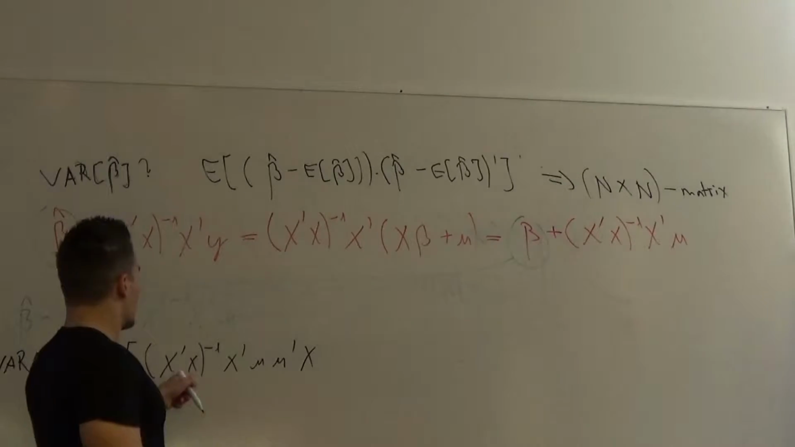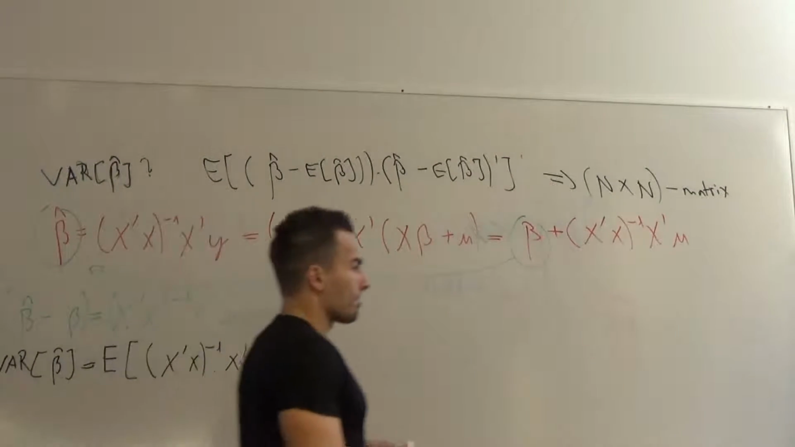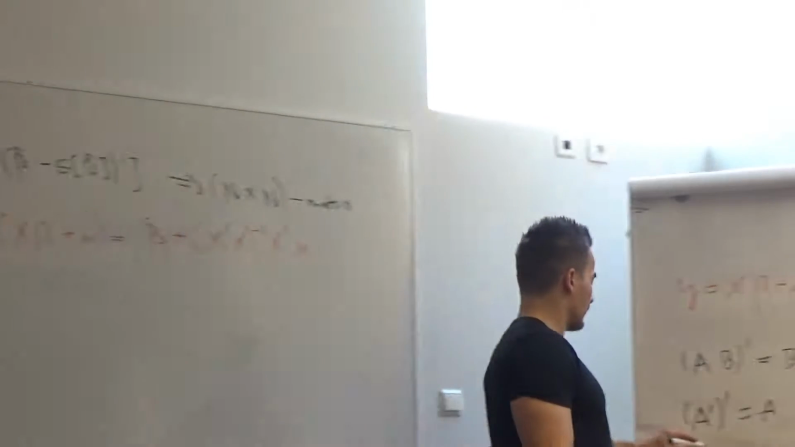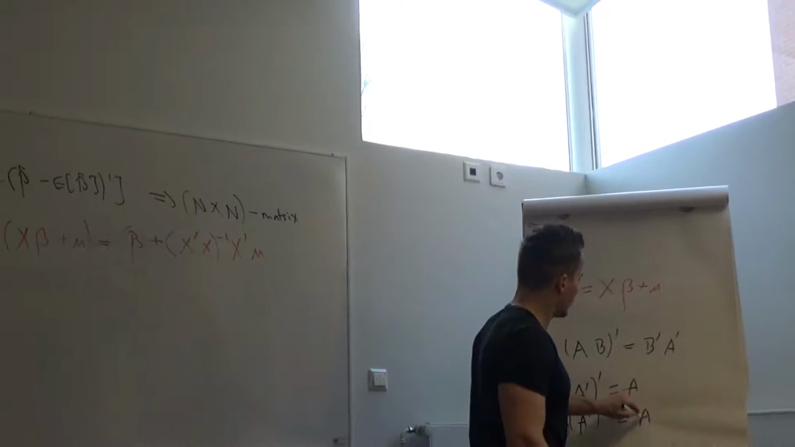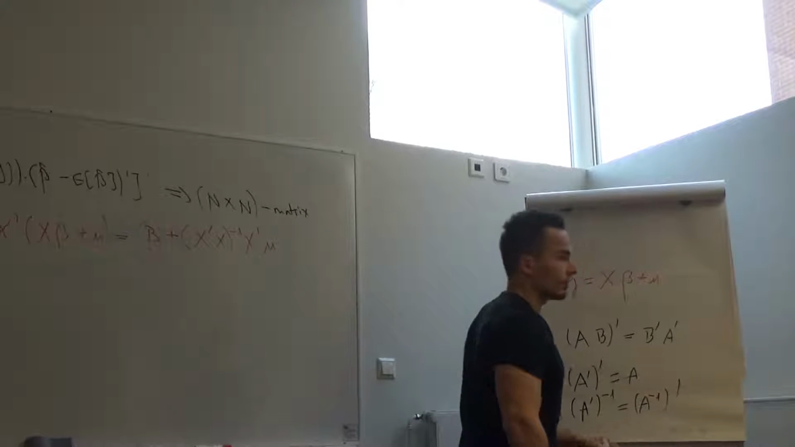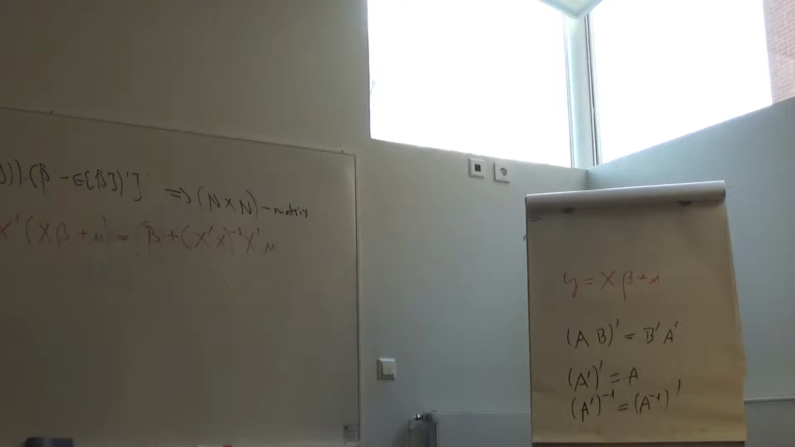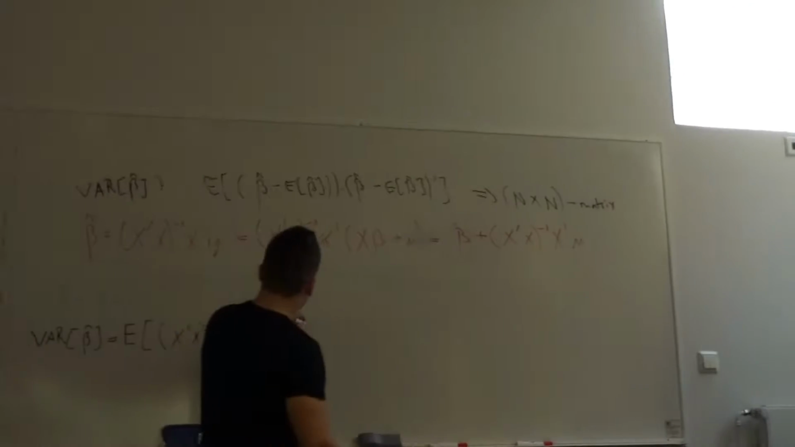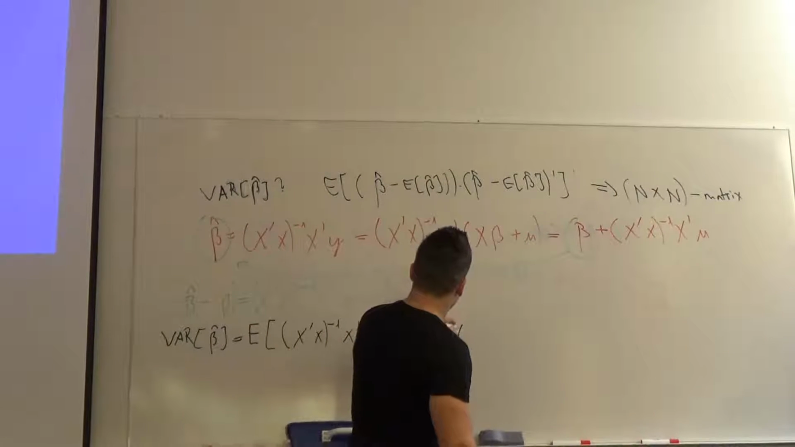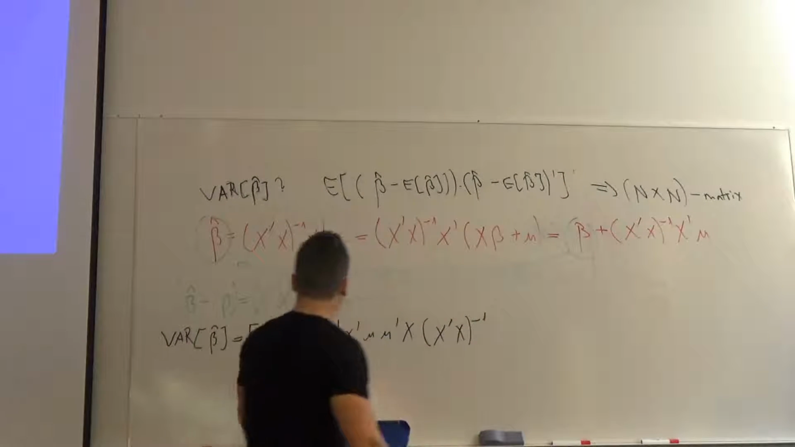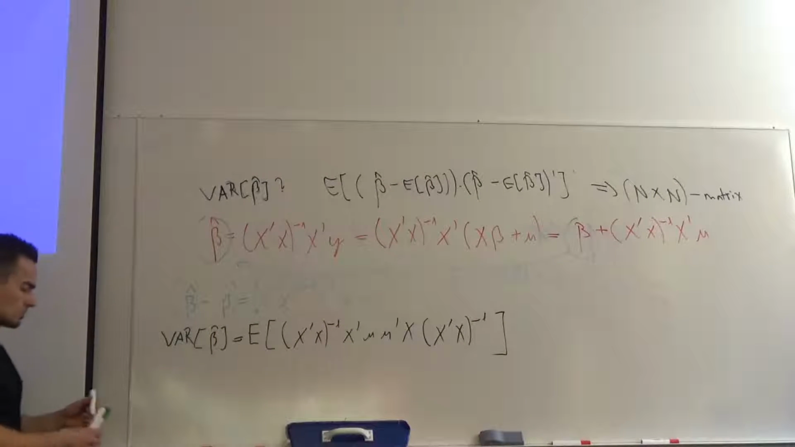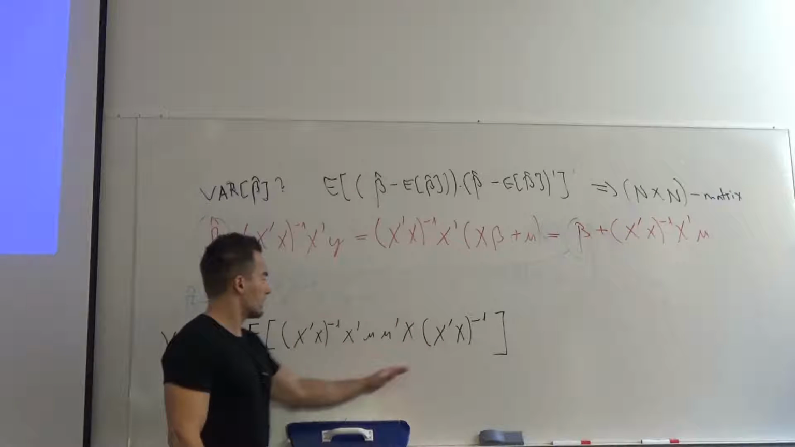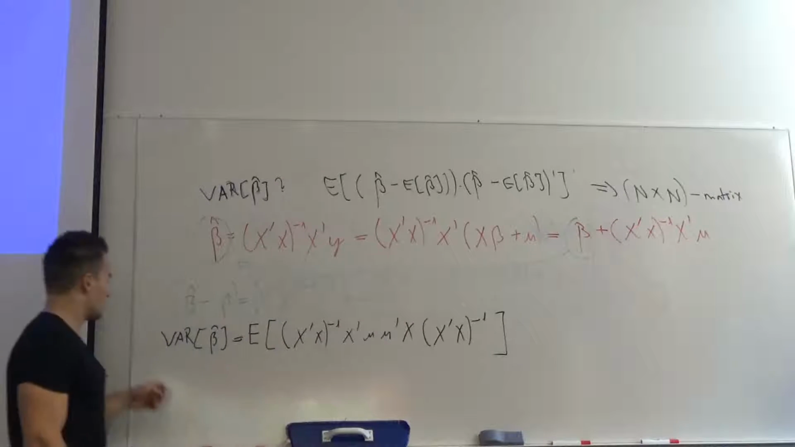And then what we also know, A transposed inverted is the same as A inverted transposed. These are simple rules from linear algebra. So we have to take it times (X'X) inverted then here. So this is our covariance matrix of our point estimator beta hat.